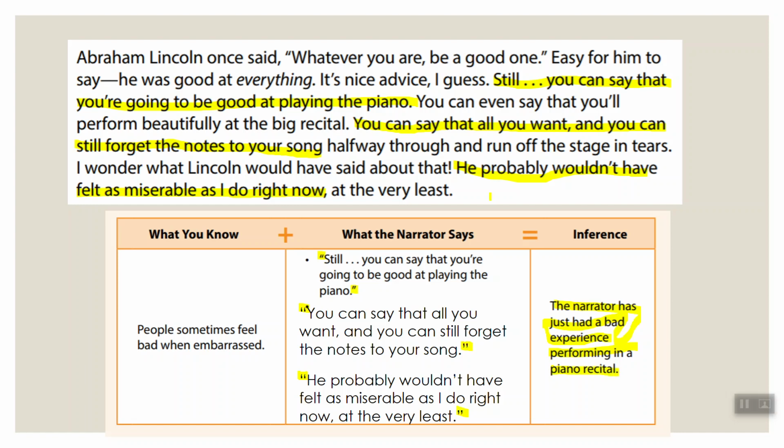Now notice, nowhere up here did it say directly that the narrator has had a bad experience performing in a piano recital. But we can infer that because we know he's feeling miserable. He had said he would be good at playing the piano, and then he said he forgot the notes to his song. And we know that people are embarrassed or feel bad when something embarrassing happens. So we made a good inference that the narrator just had a bad experience performing in a piano recital.